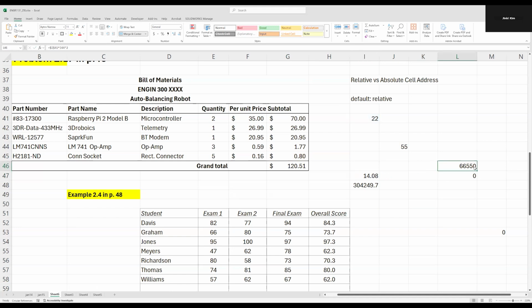But for this red cell, I didn't do anything. So it's still referencing 2 cells left, 2 cells above. See, it's referencing this absolute location, right? But for the other cell, it's referencing 2 cells left and 2 cells above. Okay, so that's the difference between absolute and relative cell referencing.